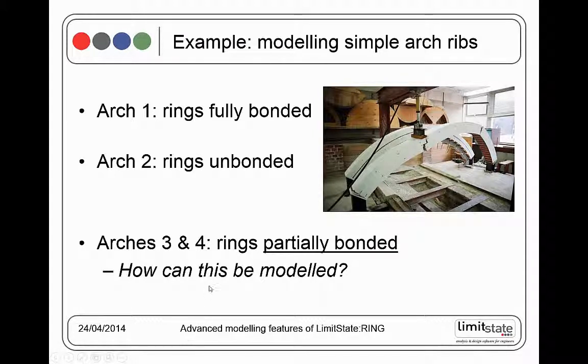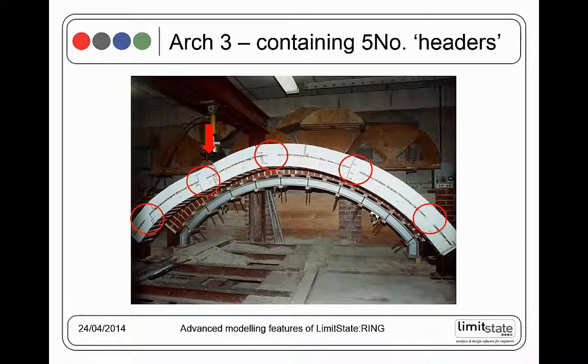In the third and fourth arch, we decided to have partial bonding. In arch 3, we put headers between the two arch rings, and in arch 4 we did the same thing but replicated using an external plate. So this is arch 3, which contains the headers, and you can see that we're looking at this particular bridge during the load test.